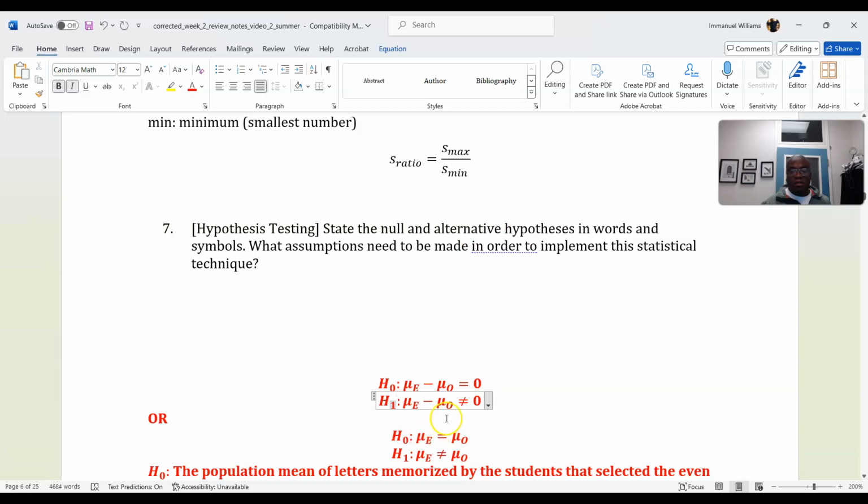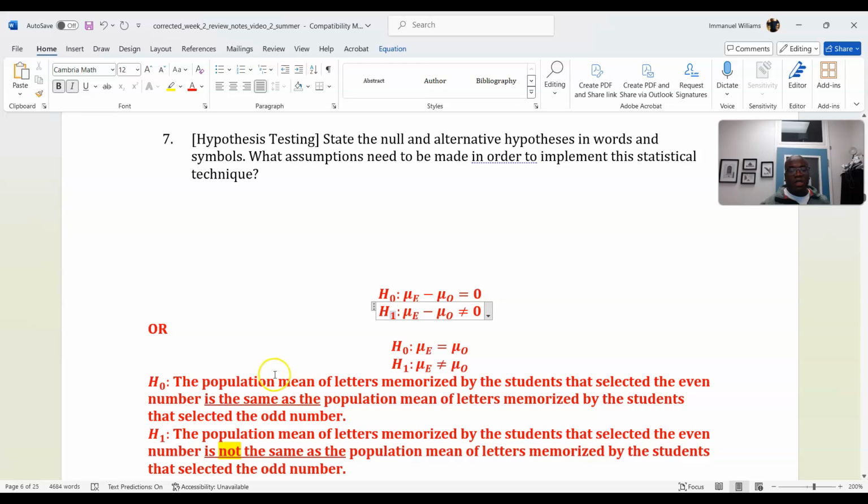Then using words, the null is that the population mean of letters memorized by students that selected an even number is the same as the population mean of letters memorized by students that selected an odd number. Whereas the alternative is that it's the same thing, but just not the same.